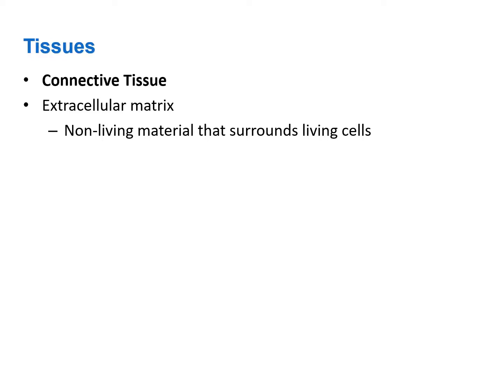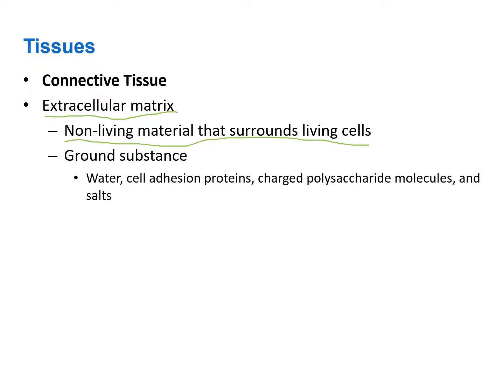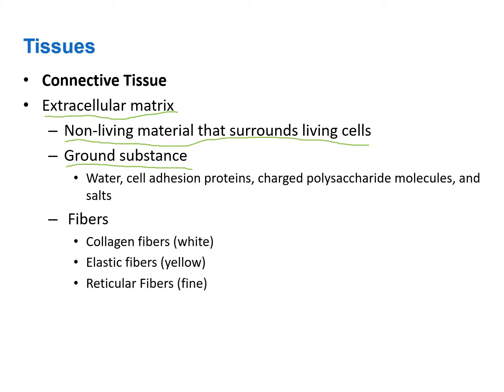Okay, so connective tissue is always going to consist of that extracellular matrix, and I believe this is on one of your study guide questions. An extracellular matrix is this non-living material that surrounds all cells, and it consists of a ground substance, and this ground substance consists of water, cell adhesion proteins, charged polysaccharide molecules, and salts. It also consists of fibers, which we're going to talk about in detail in the next few slides: collagen and elastic fibers.